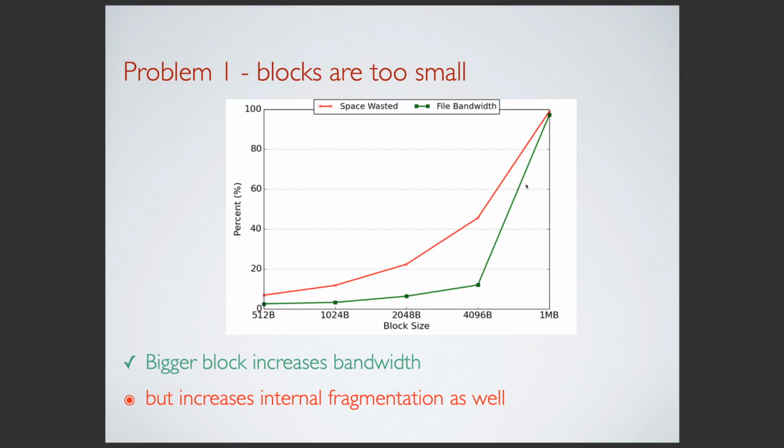What's the problem? Here you increase fragmentation, of course, because remember, when you allocate a block, you allocate the block entirely, right? And the bigger the block is, if you have a very small file, or a file that is just above the size of a block, well, you need to allocate 2 blocks, and so you're going to waste a lot of space. Okay, so with bigger blocks comes bigger fragmentation.